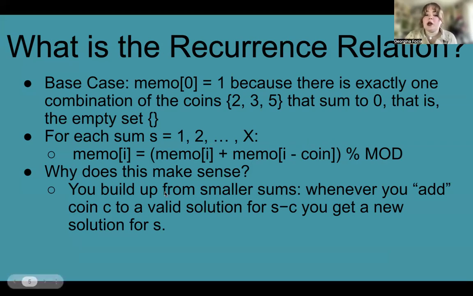Why does this make sense? You build up from smaller sums. Whenever you add coin C to a valid solution for S minus C, you get a new solution for S.